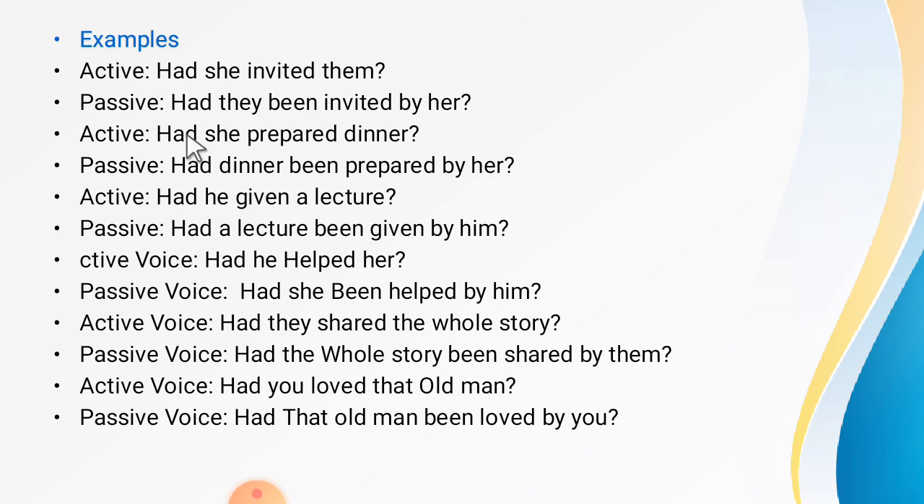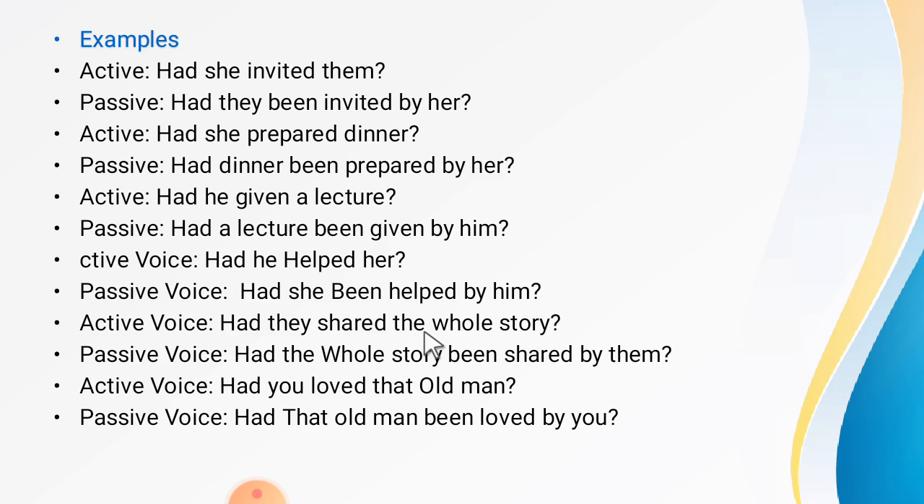Had she invited them? Had they been invited by her? She had prepared dinner. Had dinner been prepared by her? Had he given a lecture? Had a lecture been given by him? Had he helped her? Had she been helped by him? Had they shared the whole story? Had the whole story been shared by them? Had you loved that old man? Had that old man been loved by you?